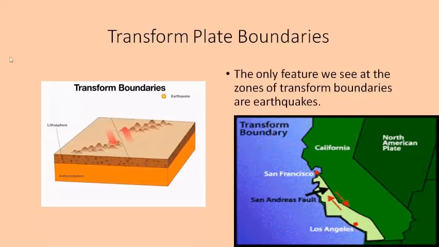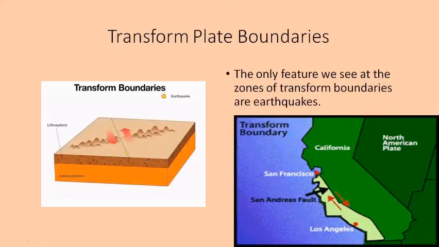What is happening over here? See, because of this sliding past, you can see there is friction. You can see these frictions are occurring. This is also called conservative.